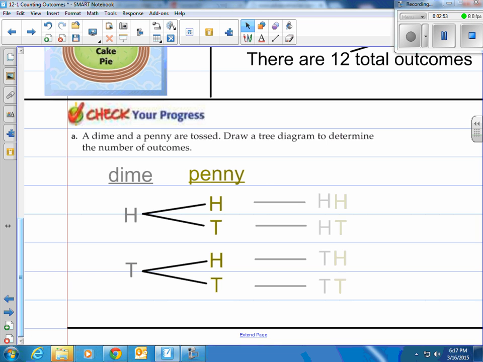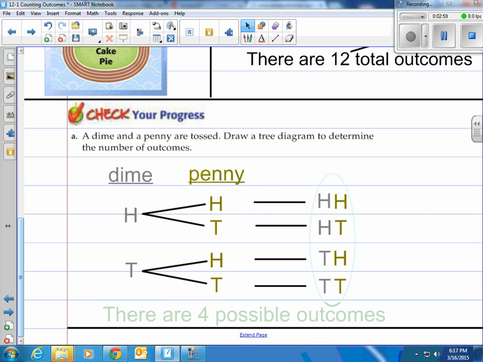Putting them all together, you can see we've got heads, heads; heads, tails; tails, heads; and tails, tails. So how many is that? Well, of course, that's 4 possible outcomes. 4 things are going to happen. That's all the possible things that are going to happen, and that's the answer to the question.